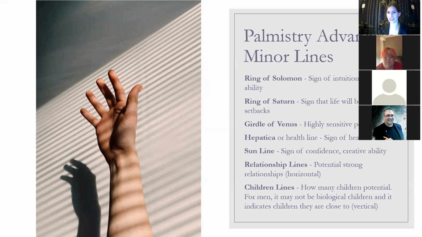So the first one is the Ring of Solomon. This is a literal ring underneath the Jupiter finger, and it is more curved here. It's a sign of intuition and psychic ability. It's a sign of wisdom and good judgment. It is not straight. A straight line underneath the Jupiter finger is called a sympathy line, which is very different from the Ring of Solomon.